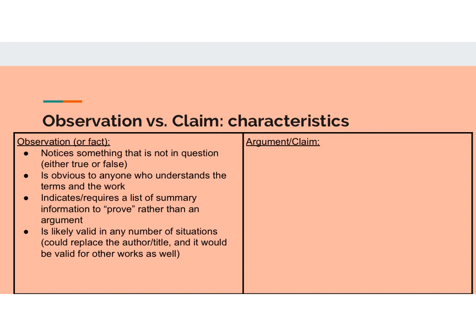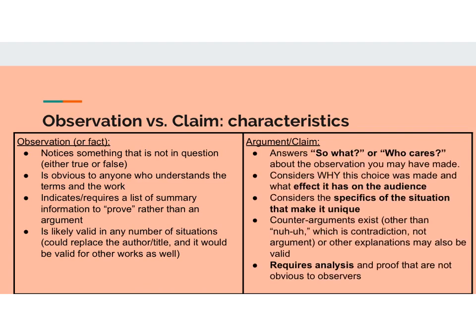We don't want something that's obvious to anybody who's going to read the work. We don't want something that is just going to require a list of evidence, a list of examples, not evidence, but a list of examples. If your thesis statement indicates that you're just going to list examples, then you probably have an observation, not an argument. Also, if it's likely valid in a number of situations, like saying this is what irony does, well, of course that's what irony does. It's what irony always does. Then it can't be a claim for the specific thing that you're doing. Instead, you're going to have to make it important in some way.